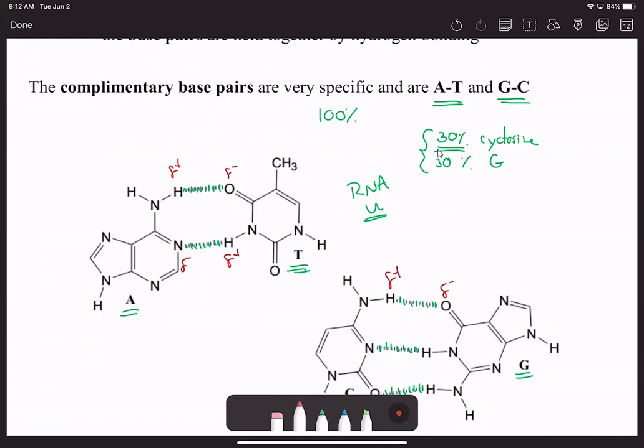This gives me 60%. Well, how much more do I need in order to determine 100? I need 40%. Well, the other 40% has to come from adenine and thymine. Well, because of this very specific nature in which they bond, that means that I have to have 20% adenine and 20% thymine.